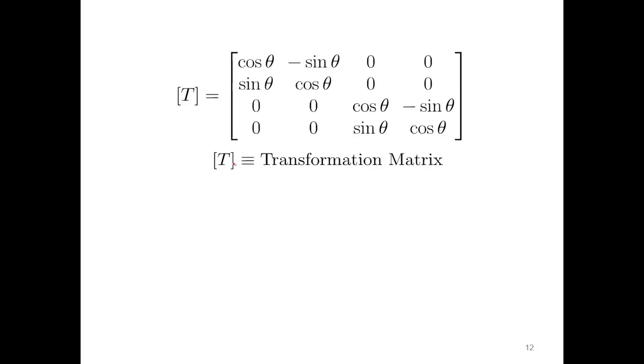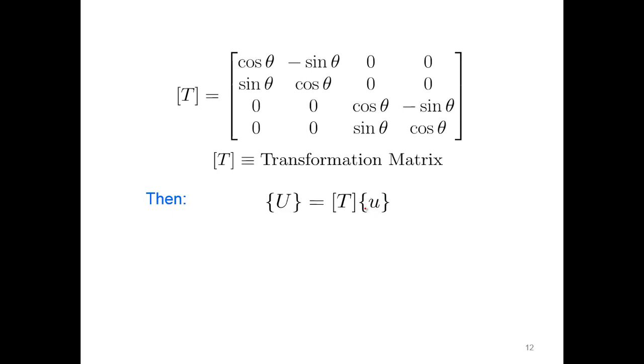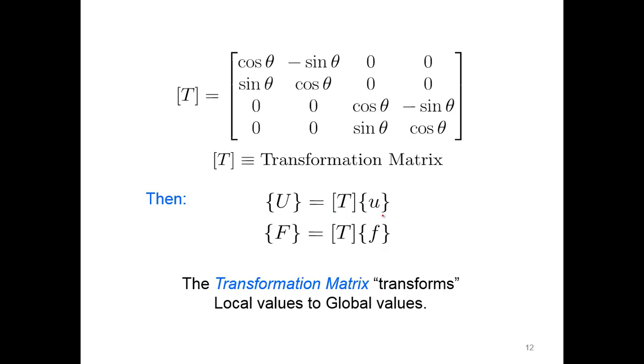Looking at the next page, it's just going to involve these cosines and sines that we have here. They're the same cosines and sines, and you can track back to the previous slide and see how you have the different local versus global coordinates going on there. This is the transformation matrix, because what it does is it transforms our local coordinates into our global coordinates. It does it with the displacements as well as with the forces. So the transformation matrix transforms local values into global values. This is going to be very key for what we're doing here, moving between the different coordinate systems.